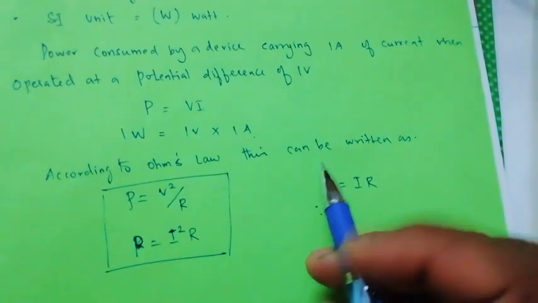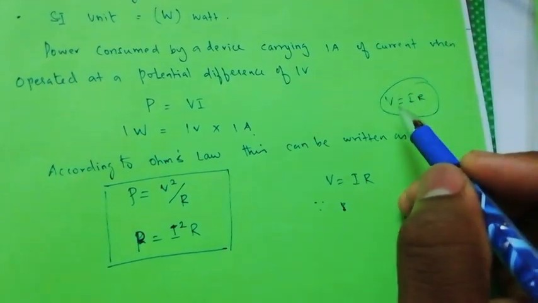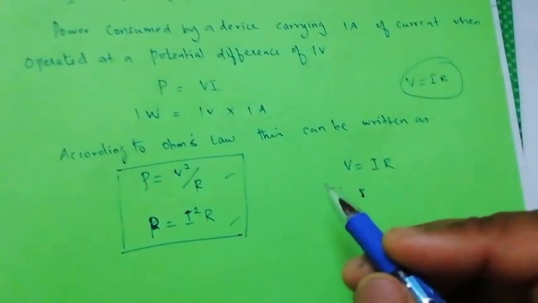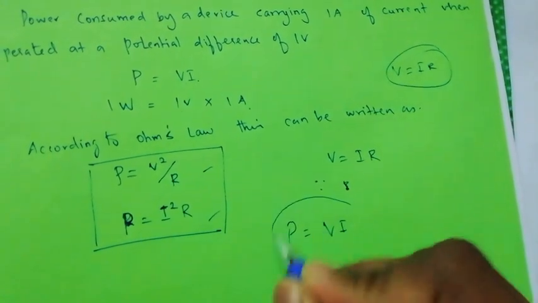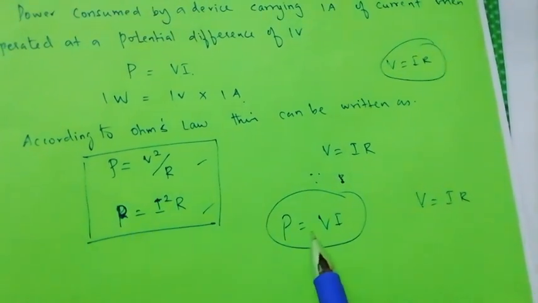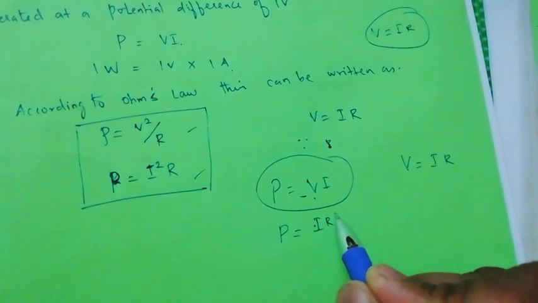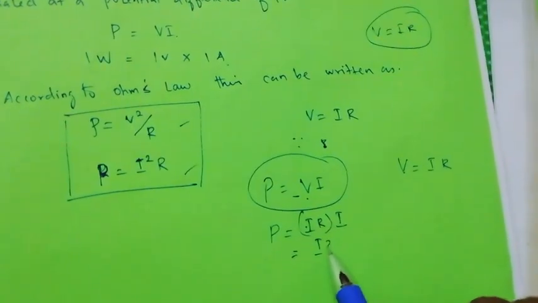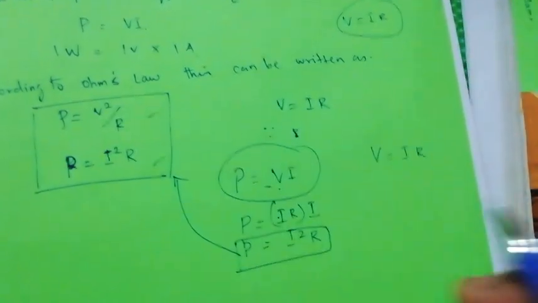According to Ohm's law, V is equal to IR. So the same equation, P is equal to VI, can be written as other formulas. According to Ohm's law, V is equal to IR, so we can substitute V in P is equal to VI. We get P is equal to I into R into I, which is P is equal to I square R.